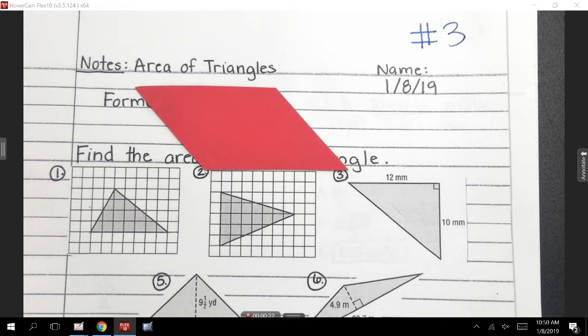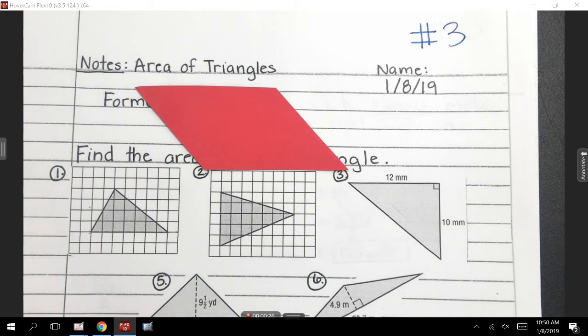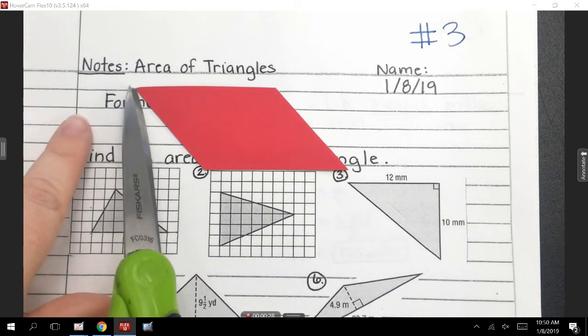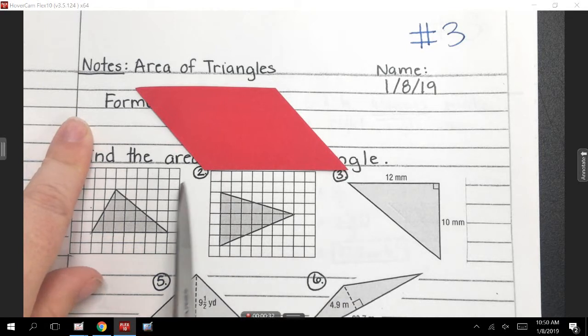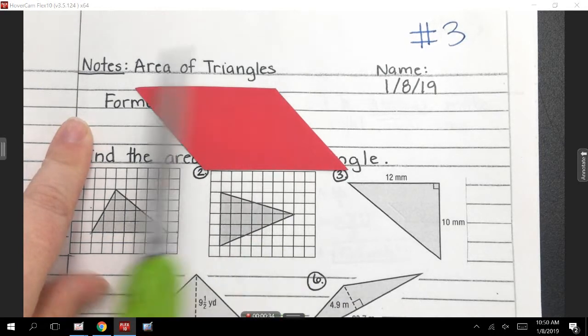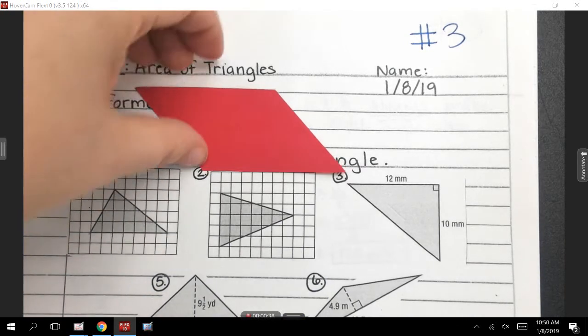All right, I want to show you something real quick. I'm going to cut this parallelogram in half. You can either go from this diagonal to this diagonal, that would cut it in half, right? Or I can cut it from this diagonal to this diagonal. So do we want to do the long cut or the short cut? Y'all can decide. Doesn't matter. Short. Okay, I like that. It fits on my scissors.